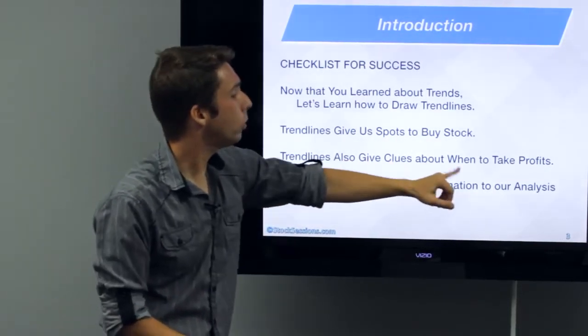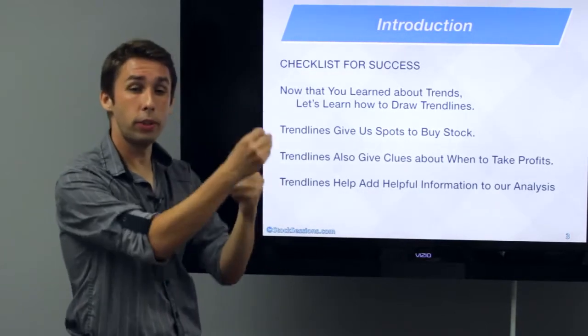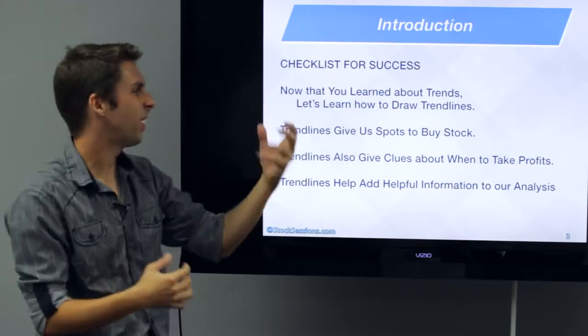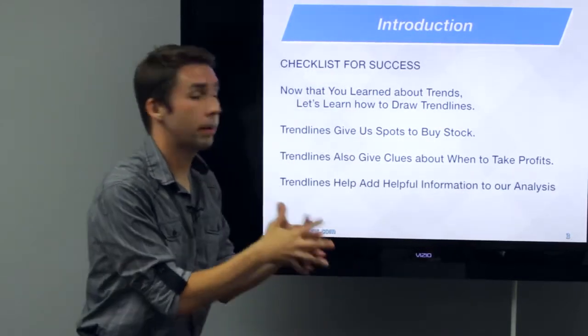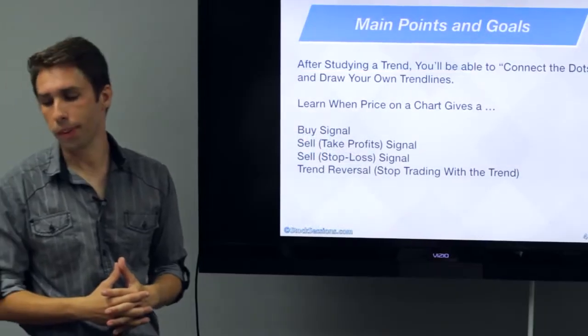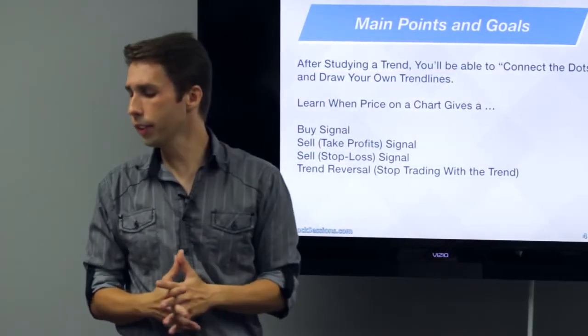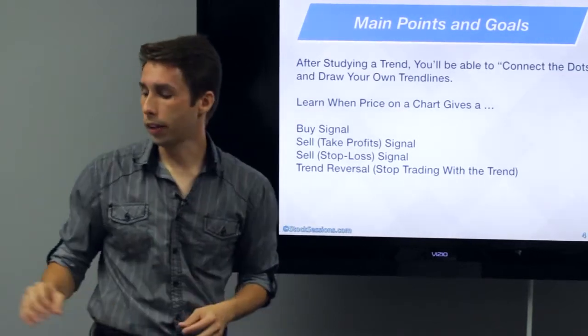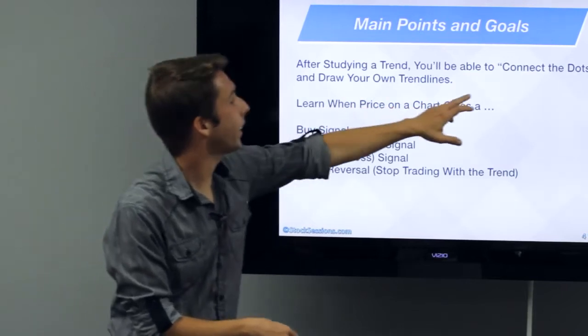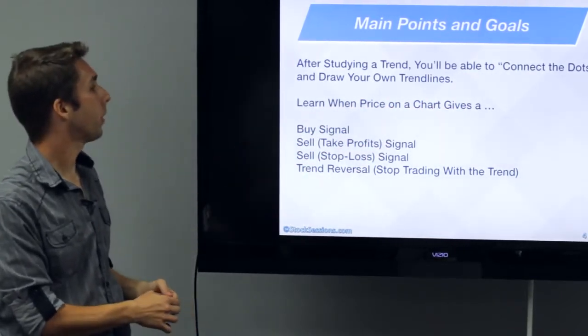They also give us clues about when to take our profits, when to sell the position. Knowing that this company is better than this one doesn't really tell you when to take money and put that money elsewhere. Trend lines do. They can also add information to your analysis that you don't see from the fundamentals of price, earnings, and ratios. When this is all finished and you learn this information and apply it on your own charts for your examples and your study, you'll be able to connect the dots and draw your own trend line.